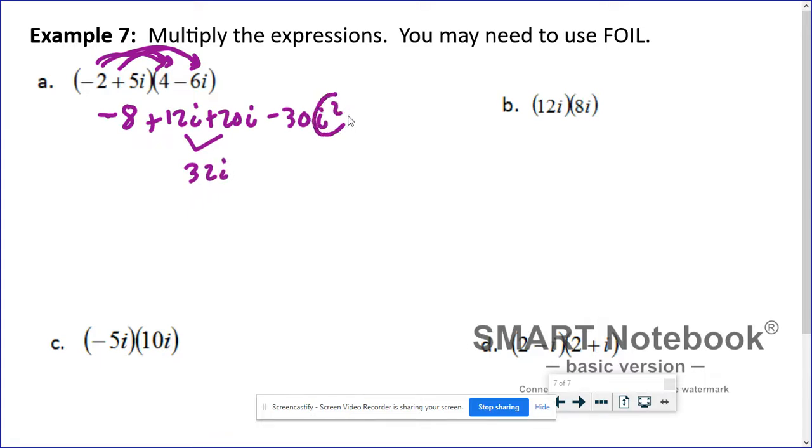But i squared is not i. Remember what we defined. i is the square root of -1, right? So if I square both sides, you can say that i squared is equal to -1. That's the definition of what i is. It's the square root of -1. So that means i squared is -1. So this is really 30 times -1, which is -30. So that -30, we're now going to add with the -8 because it's just a real number. Negative 30 plus negative 8 is negative 38.